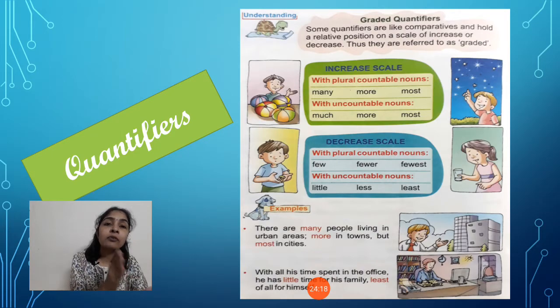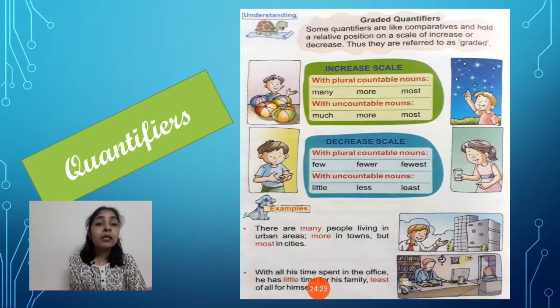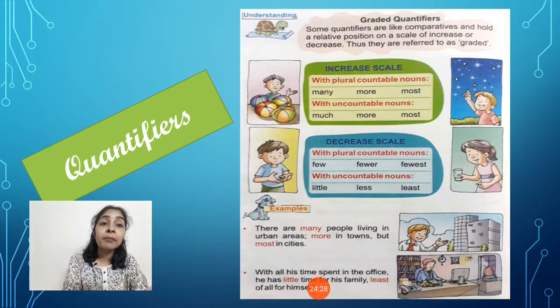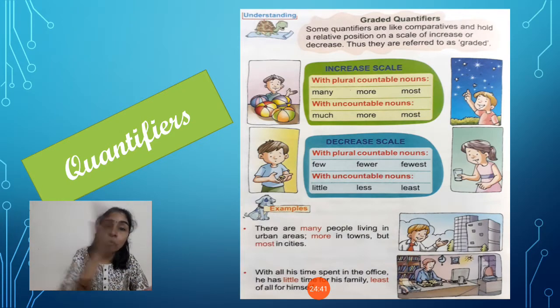For few, here we are using few, fewer, fewest, little, less, least. So let us learn through examples how they are being used. There are many people living in urban areas, more in towns but most in cities. So there are many people living in the urban areas, but comparatively there are more in towns and most are in cities, means highest quantity is in the cities. There are many in the urban areas, more than that are in the towns, and most means the largest quantity is in the cities.